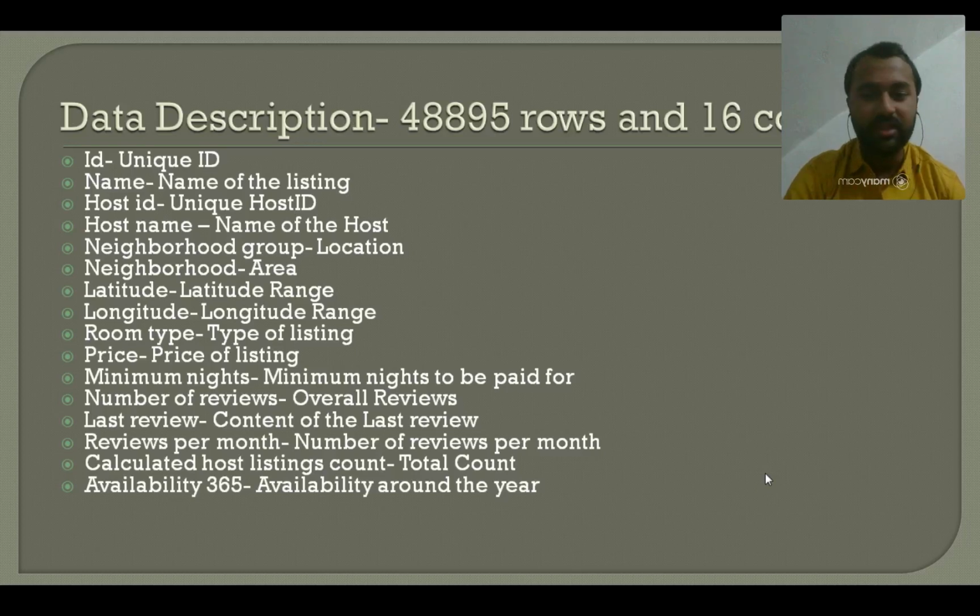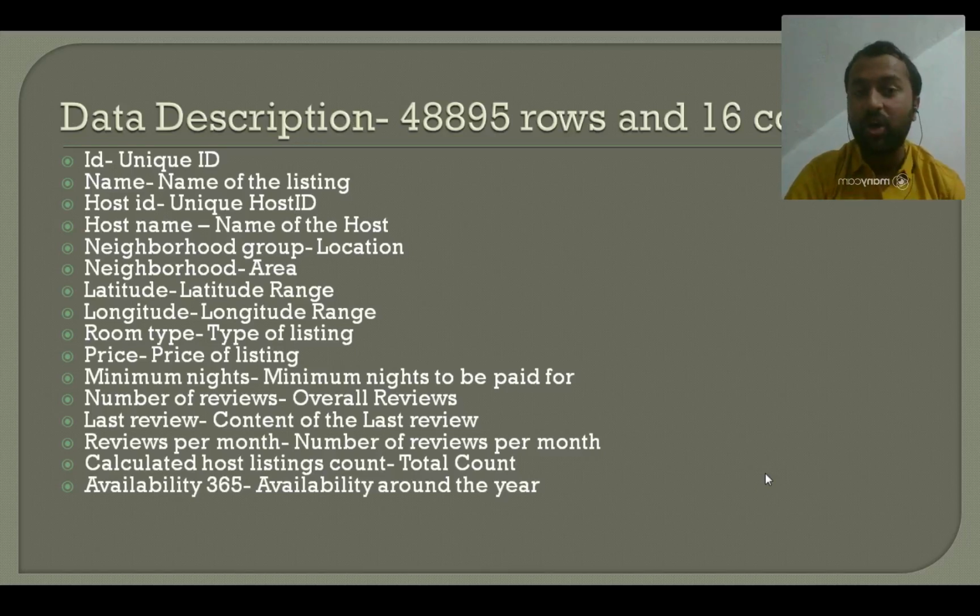The next one, the room type, the type of listing, whether it is a shared room, a private room, or an apartment. Next was the price, how much the owner is charging for the night. Next one is minimum nights, how many minimum nights must be paid for. Suppose the owner is charging $80 for 2 nights, meaning $40 per night. So the price is 80 and minimum nights are 2. So this type of values are there.